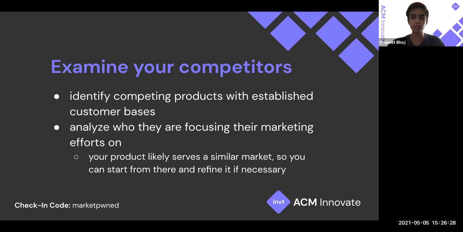But this goes back to the previous strategy of examining your customer base for characteristic trends, but it's applied to your competition this time instead of yourself. In doing so, you can get an idea of who your competition is targeting. You can turn around and apply that to your own product, because your product is likely somewhat similar to competing products, which is why they would be competing products in the first place. And so, your product likely serves a similar market to the competition as well.